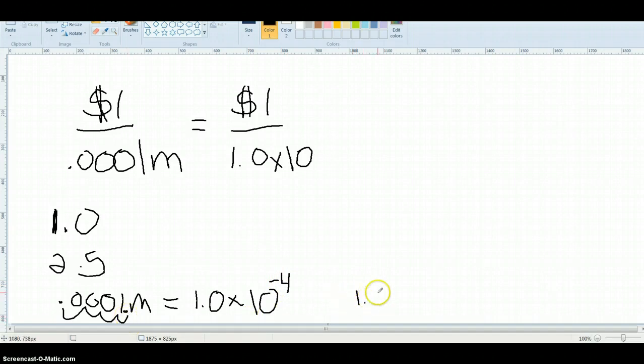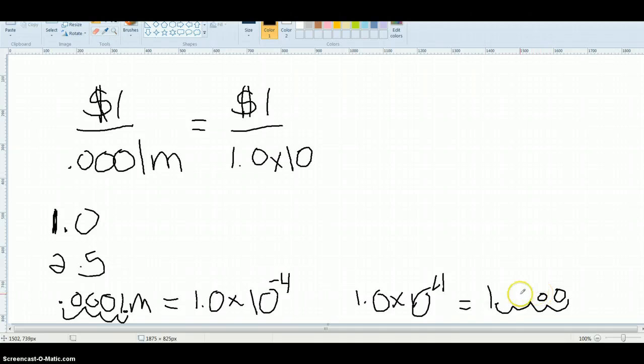Now if this had been 10 to the positive 4, then the number would be 1, and instead of moving the decimal to the left 4 places, it would move to the right 4 places. So this number would have 4 zeros after the 1, which would be a very large number, 10,000, versus a very small number. So we see 1.0 times 10 to the -4 meters.